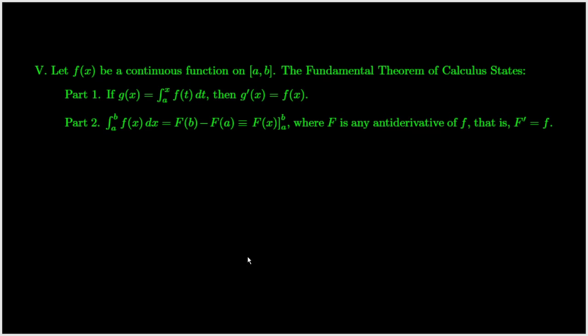Now we are ready to interpret the fundamental theorem of calculus using displacement and velocity. For part 1, if we interpret f of t as the velocity function, then g of x is defined as the definite integral of the velocity function f of t from A to x. So we can treat g of x as a displacement function. Of course, the derivative of the displacement function is equal to the velocity function. That's the interpretation of part 1.